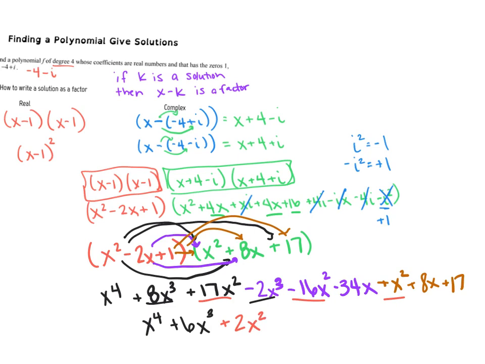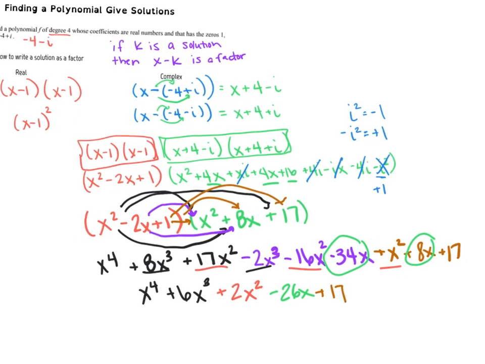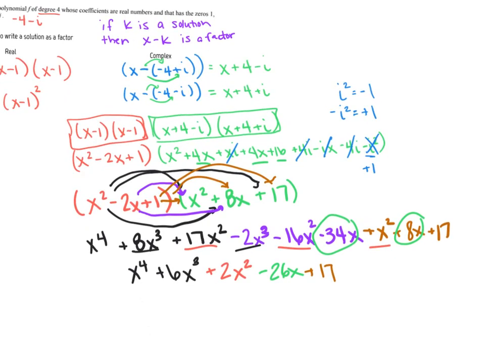I have negative 34x and positive 8x. That'll be equal to a negative 26x. And then I have just the 17 in the back. So here is the final polynomial that we want to calculate with those zeros that we were given and of degree 4. Notice that the highest degree here is the degree 4.